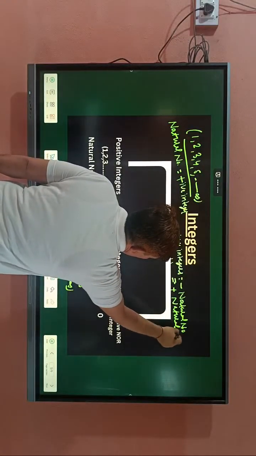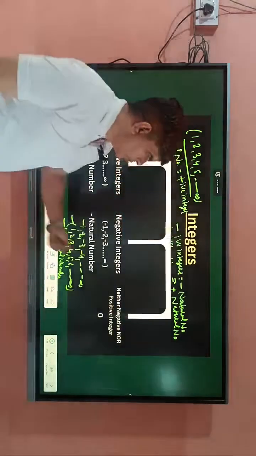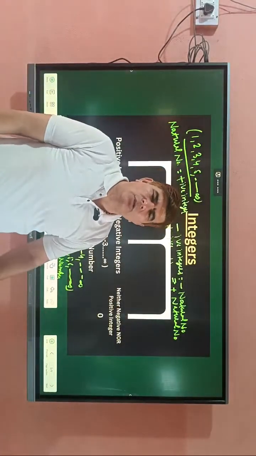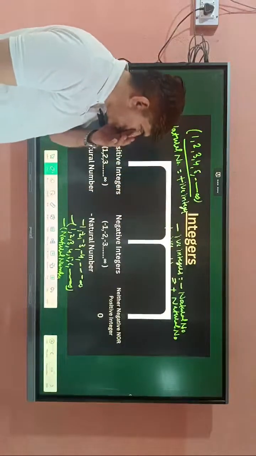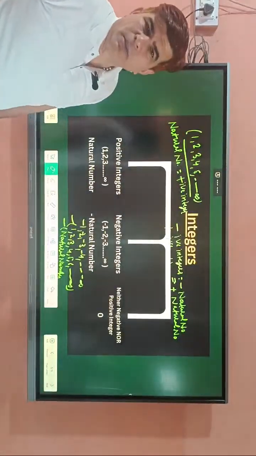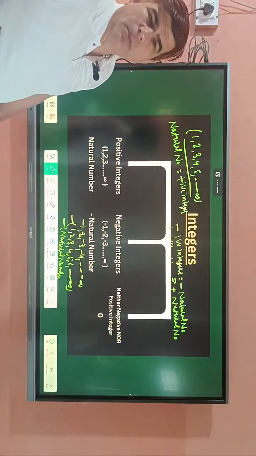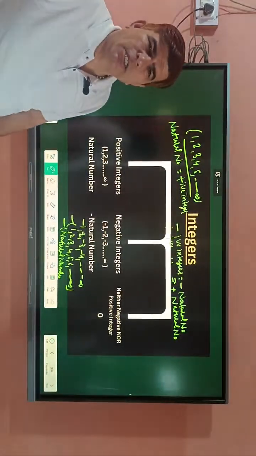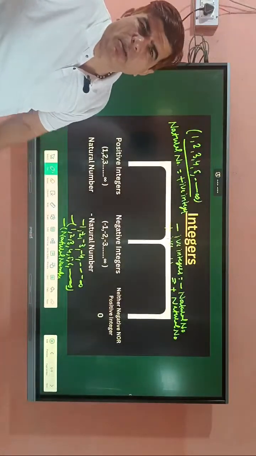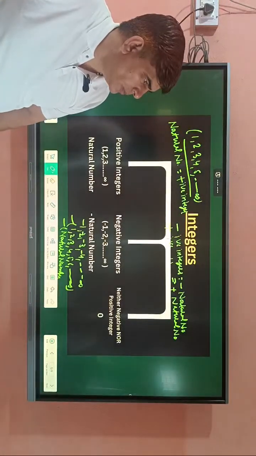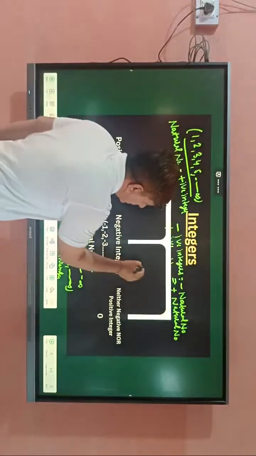In this way you can, and 0 which is neither negative nor positive. So integers are divided into 3 parts. Positive integer, that is equal to what? Natural number. Negative integer, that is equal to negative of natural number. And the third one is 0. So in this way what we can say?